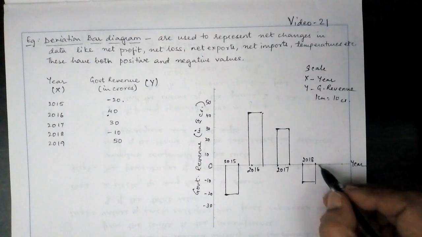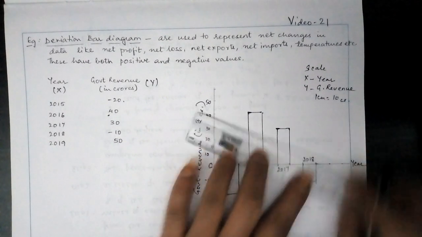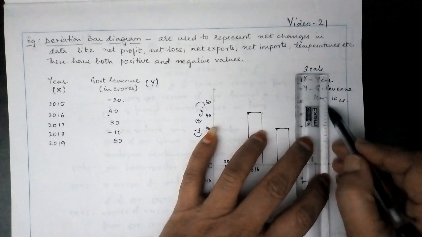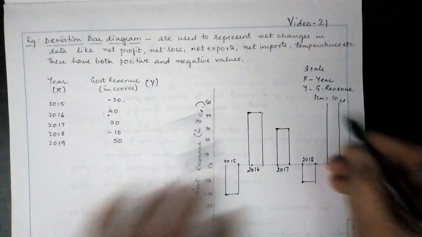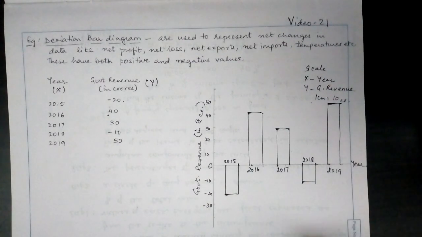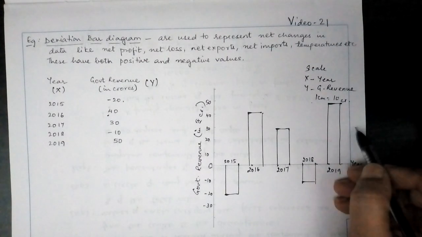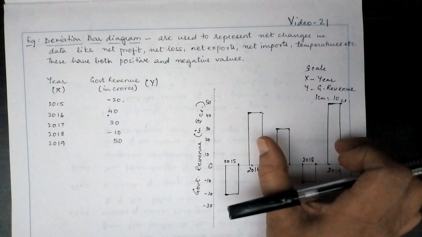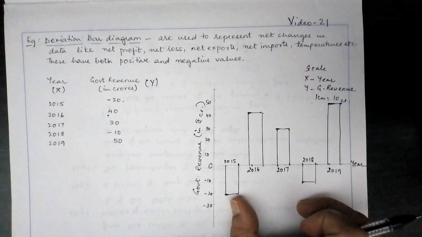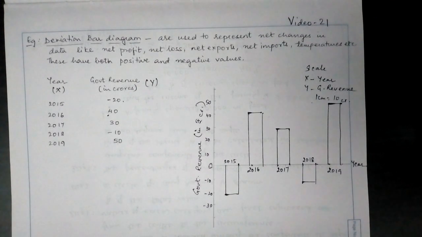And 2019, again we will leave a gap of 1 centimeter. 2019 the revenue is 50 crore. So 50 crore is here. So we will draw a bar equal to 50 crore. This is 2019. So this graph, this deviation bar diagram shows us that these are all positive values wherein we had enough revenue, positive revenue, and here the revenue was in minus or negative values. So this is how we represent the deviation bar diagram.